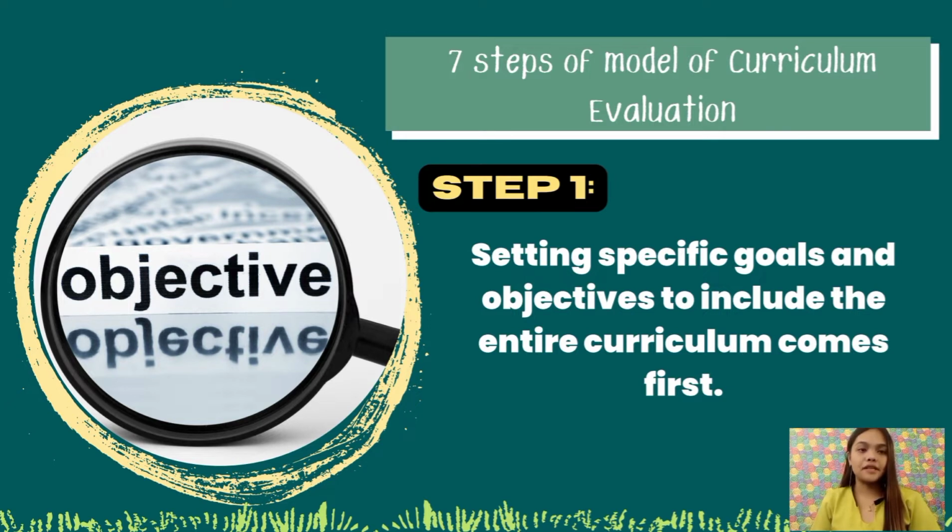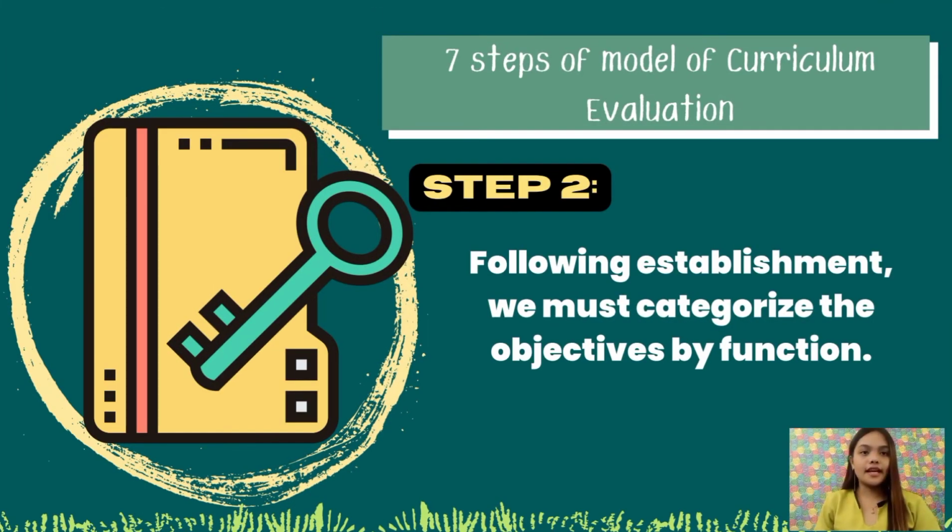So the first step is establishing goals and objectives. You will create specific goals and objectives to serve as guidelines for the whole curriculum. The second step is the classification of the objectives. After establishing them, we need to classify the objectives according to their corresponding function.